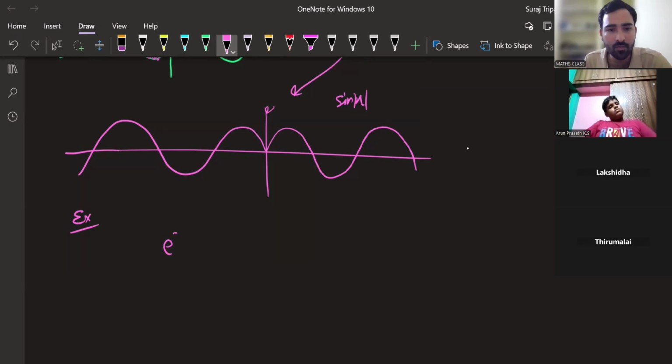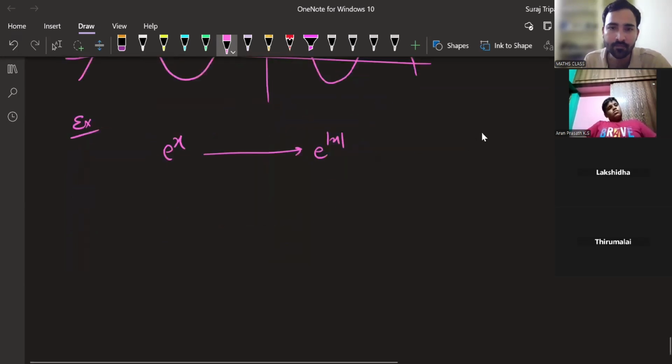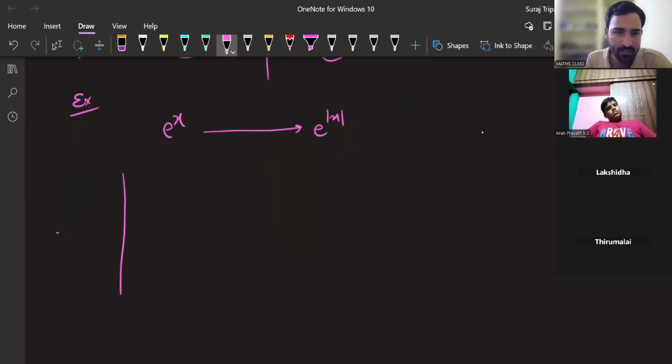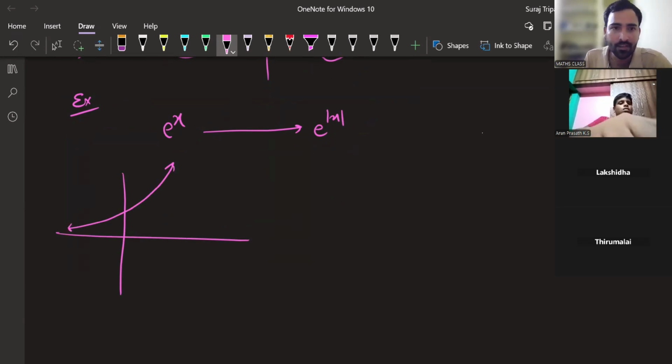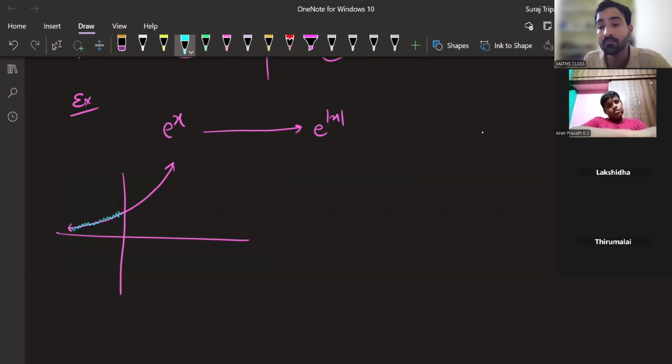Suppose the graph of e raised to the power x is given, and how will we draw the graph of e raised to mod x? So the graph of e raised to x is this one. Again, if you want to draw the graph of e raised to mod x, first of all, we have to erase all the portion of the graph which is present on the left-hand side. Its shape will be like an upper parabola, almost like this one, but not exactly, because you will get a sharp edge at this point.